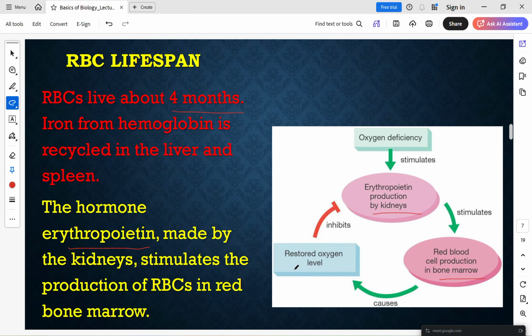This causes the oxygen deficiency to go down and the oxygen level to increase. Restored oxygen level then inhibits erythropoietin production by the kidneys. If there is an oxygen deficiency again, you need to remember that this oxygen deficiency is slightly chronic in nature. If for example someone is exercising for like 5 minutes, if there is some deficiency, it might start the cascade, but the deficiency is not enough that the whole cascade goes through. It's only if there is a prolonged deficiency, only then the cascade starts.